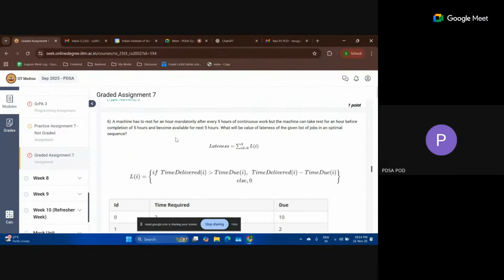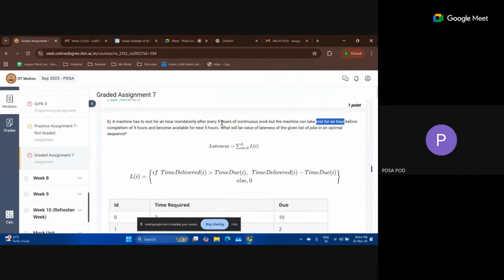Okay, see, here the rest time is uniform for all the machines, right? This 1 hour rest is uniform for all of the machines. So whether the machine takes the hour rest before or after these 5 hours, it will be the same thing only, right?